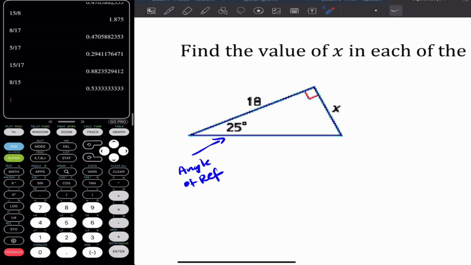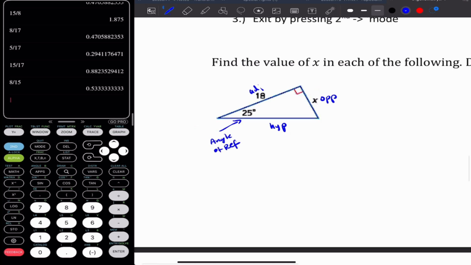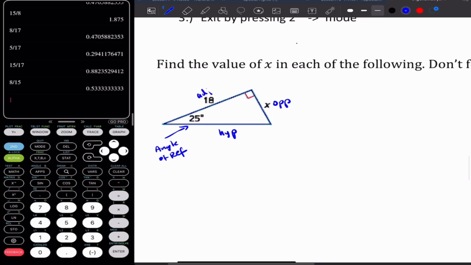So across from 25 degrees, this side here is the opposite side. And then across from the 90-degree angle, this side is your longest side. We call that the hypotenuse. And lastly, this needs to be the adjacent side because it's next to the 25-degree angle. So there you go. But how do we find the value of x? Now remember what I said at the beginning, write your SOHCAHTOA.